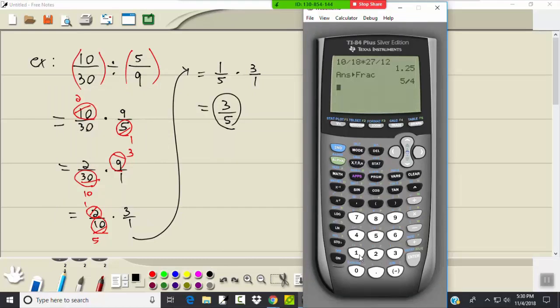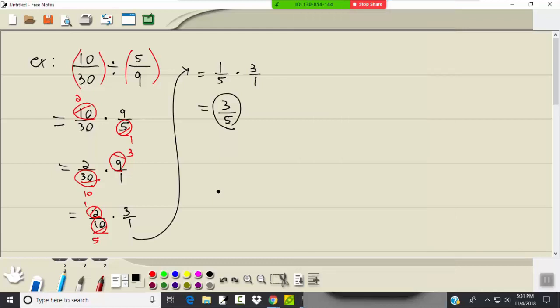Okay, so I put in beginning parentheses, 10 divided by 30, closing parentheses, divided by beginning parentheses, 5 divided by 9, closing parentheses, enter, and I get 0.6, and I do math, enter, enter. And that gives me my 3/5. And that's dividing fractions.